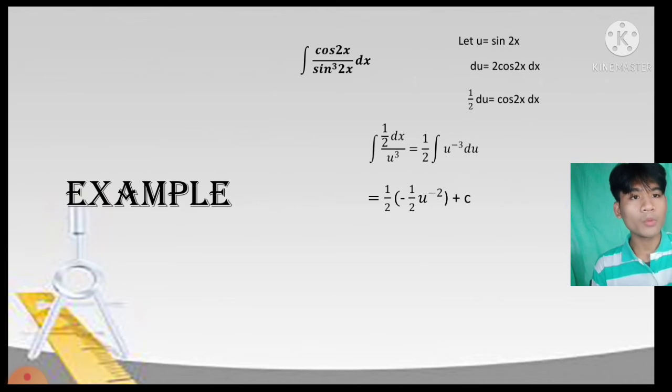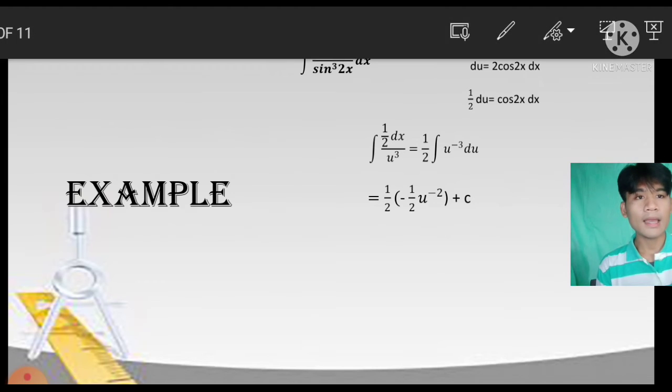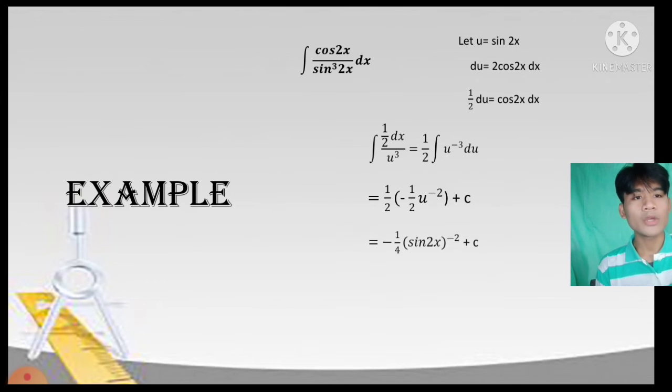So we come up with 1 half quantity of negative 1 half u raised to the power of negative 2 plus c. And then next, we combine terms by distributing the 1 half outside the quantity, so we come up with negative 1/4. We substitute our u back, so we come up with negative 1/4 times the value of u, negative 1/4 quantity of sine 2x raised to negative 2 plus c.